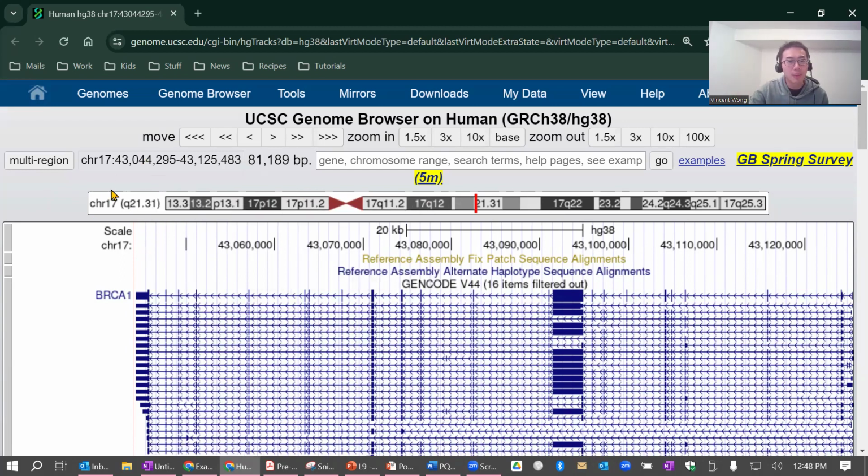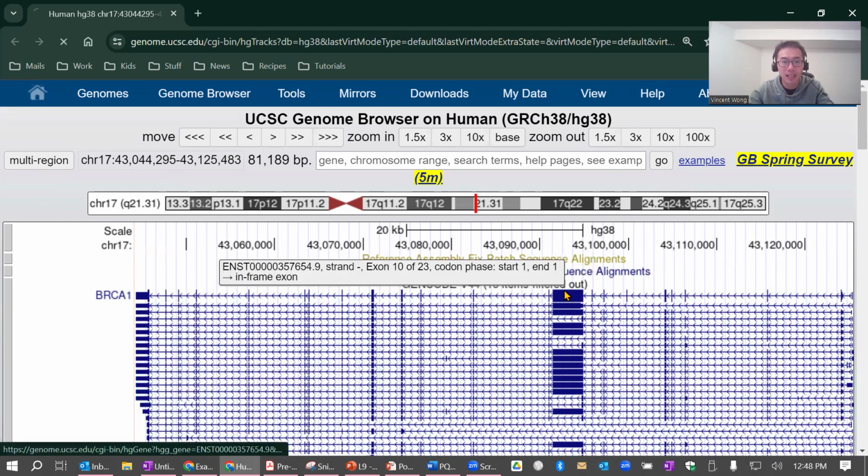But in terms of the base pair, it's on chromosome 17, base pair 43,044,295 to 43,125,483. That's how long the gene is. The first letter on the gene is nucleotide 1, and then nucleotide 2, 3, all the way. If you count all the way to nucleotide 44,295, that's where the BRCA1 gene begins.